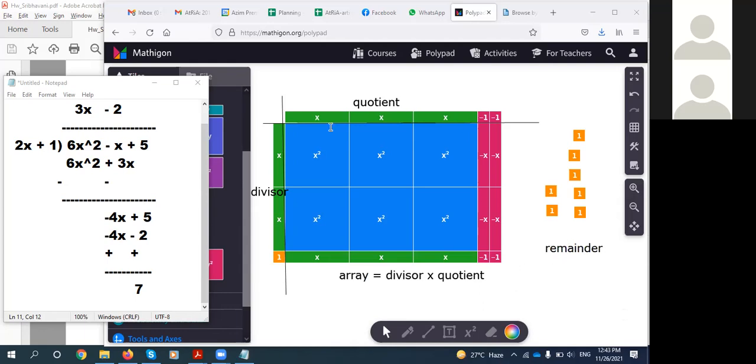And notice that whatever we put in here and the remainder, we started with the dividend, 6x square minus x plus 5. And we didn't add anything to it but 0 pairs, right? So the whole dividend got split into these two parts, this array and the remainder, and the array is divisor times quotient. Did this make sense? If anybody has any doubt, this is a good time to ask.